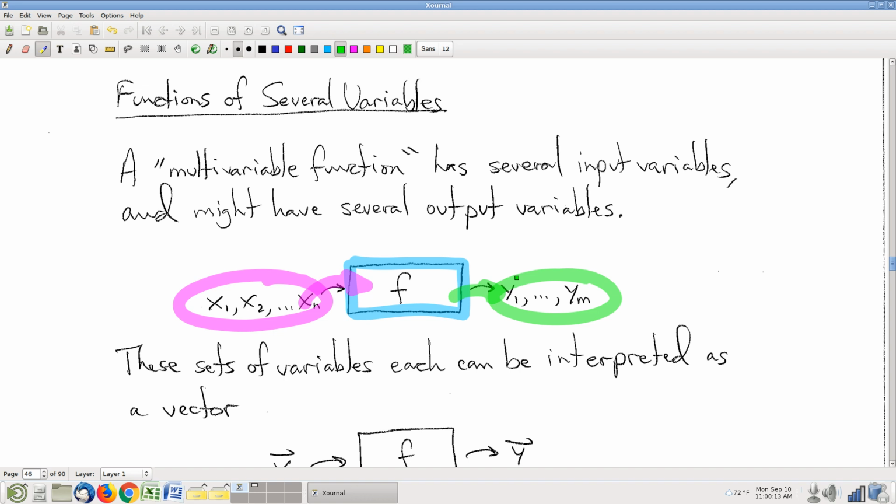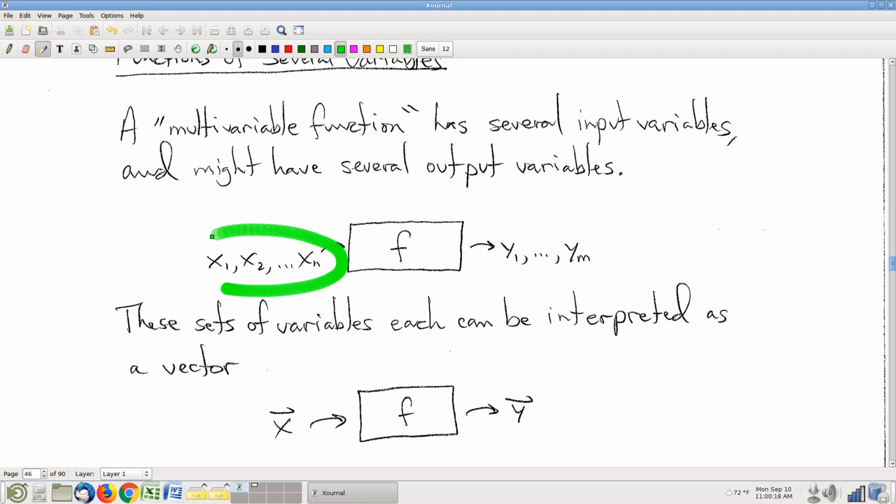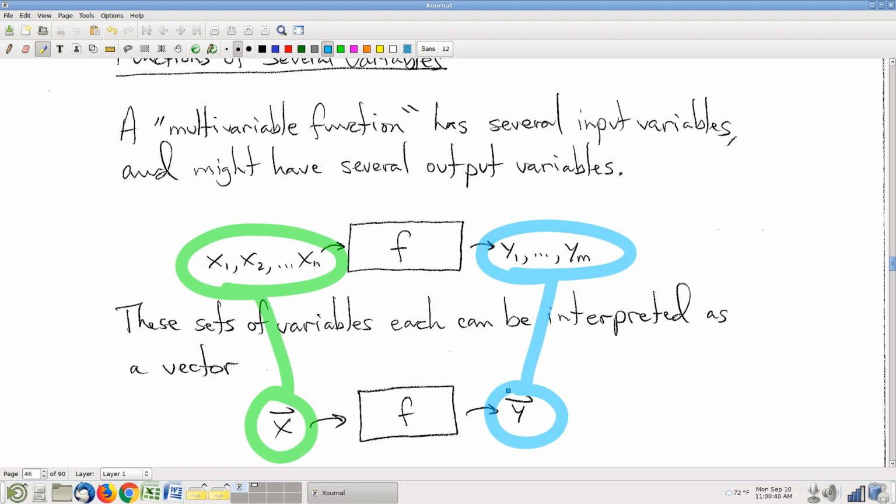Okay. All right. Now, here's a nice sort of shorthand for this. Recall, if you have a bunch of numbers in order, you could just call that a vector. That's how we represent vectors algebraically, as a list of coordinates. So these numbers going in, we can say that's a vector that goes in. And these numbers that come out, we can say that is a vector that comes out. This is very convenient, if only for notation.